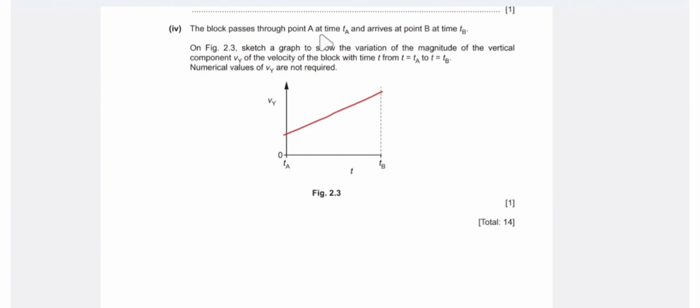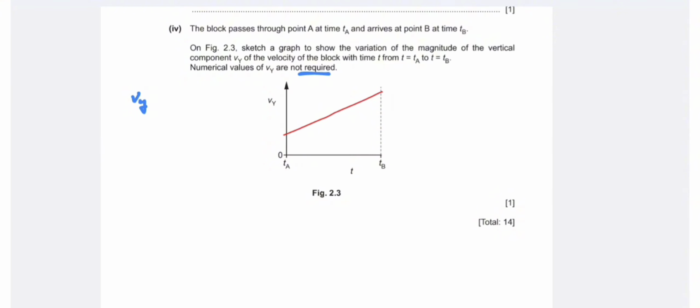The block passes through point A at time ta and arrives at point B at time tb. On figure 2.3, sketch a graph to show the variation of the magnitude of the vertical component Vy of the velocity of the block with time from time ta to time tb. Numerical values of Vy are not required, so we need to draw a graph of the vertical component of velocity Vy.